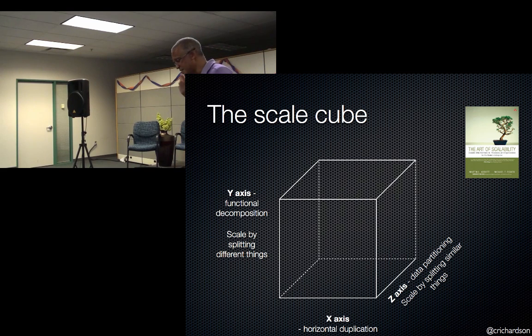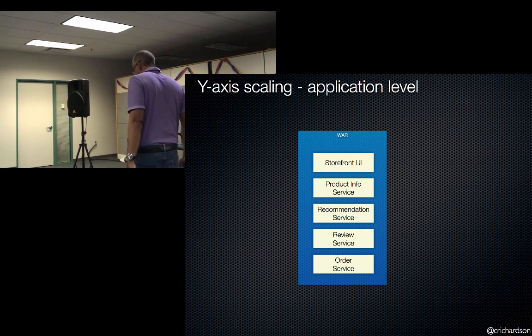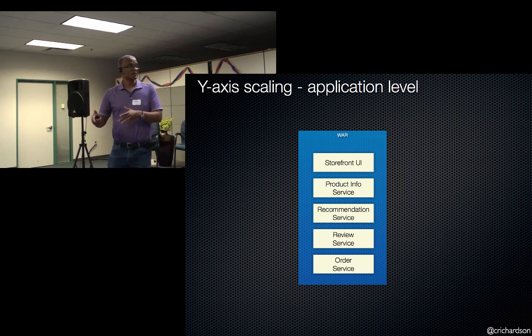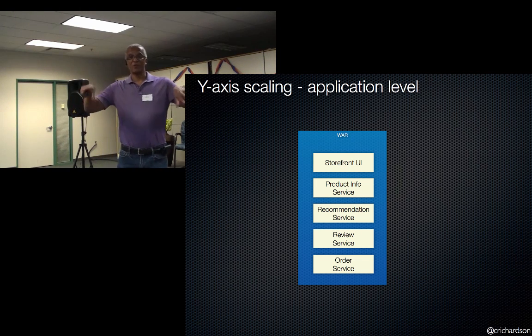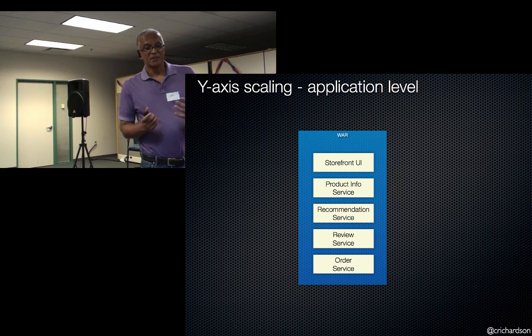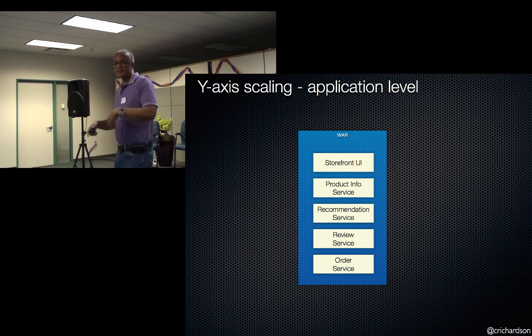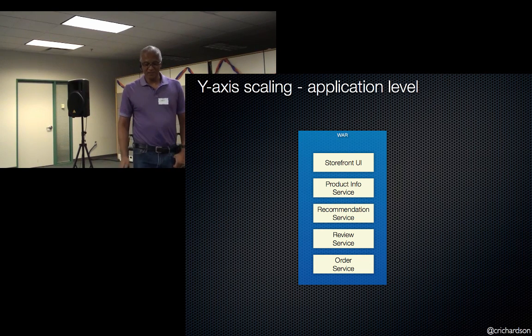And then what's really interesting is there's y-axis scaling, or functional decomposition. That's different, whereas x-axis and z-axis scaling are about running the same copy of the application multiple times, y-axis scaling is actually splitting up your application into things that are different. So it's functional decomposition. And really that's the essence of the whole microservices thing, or service-oriented architecture: functionally decomposing your system into a set of services.